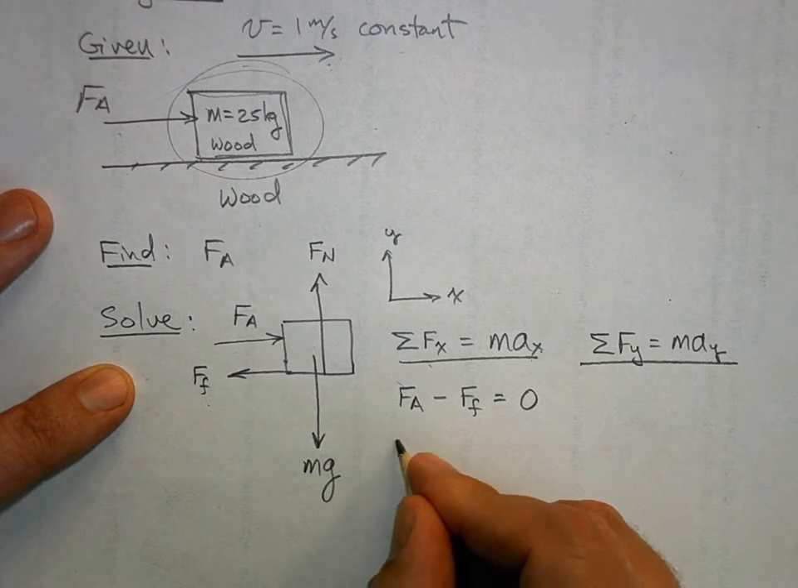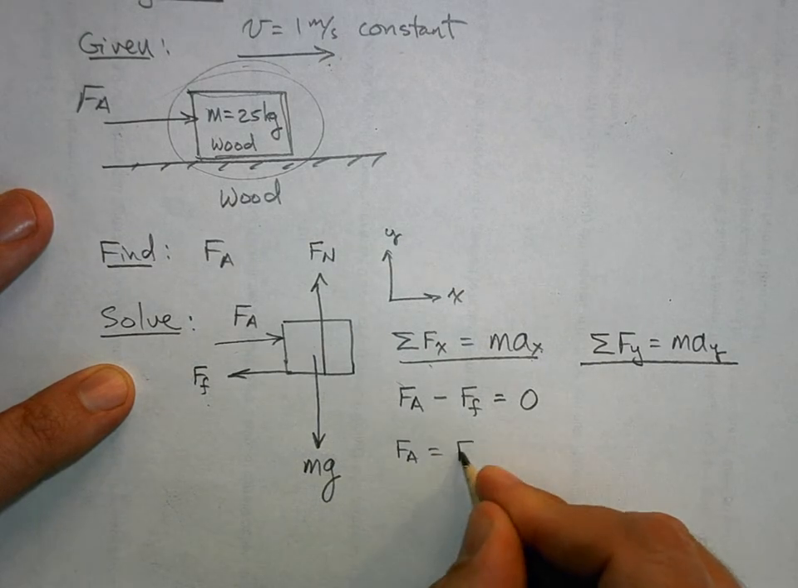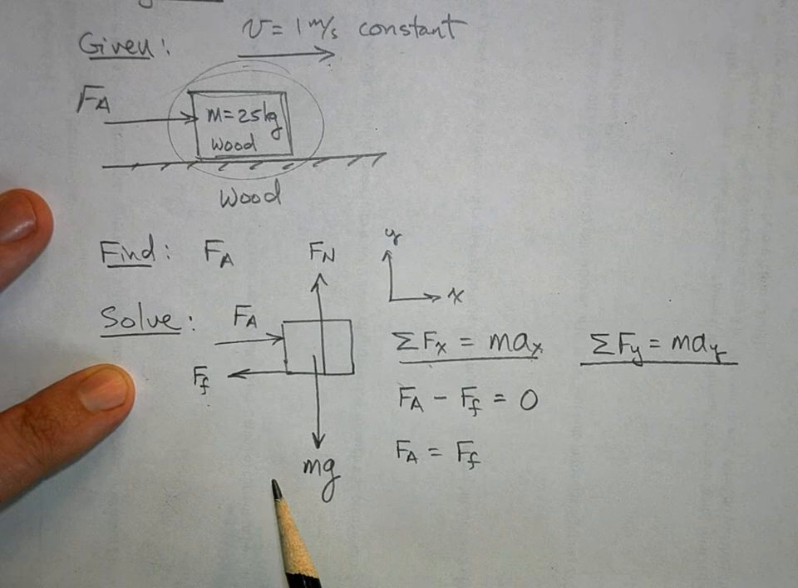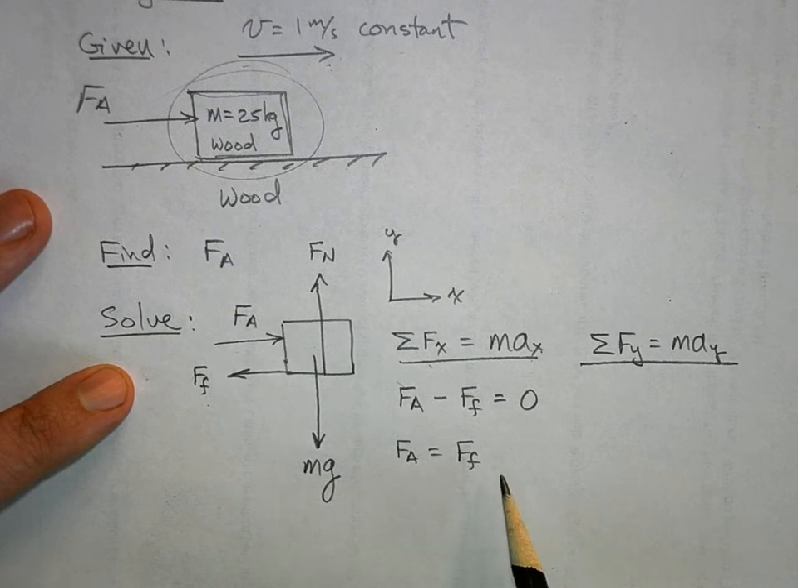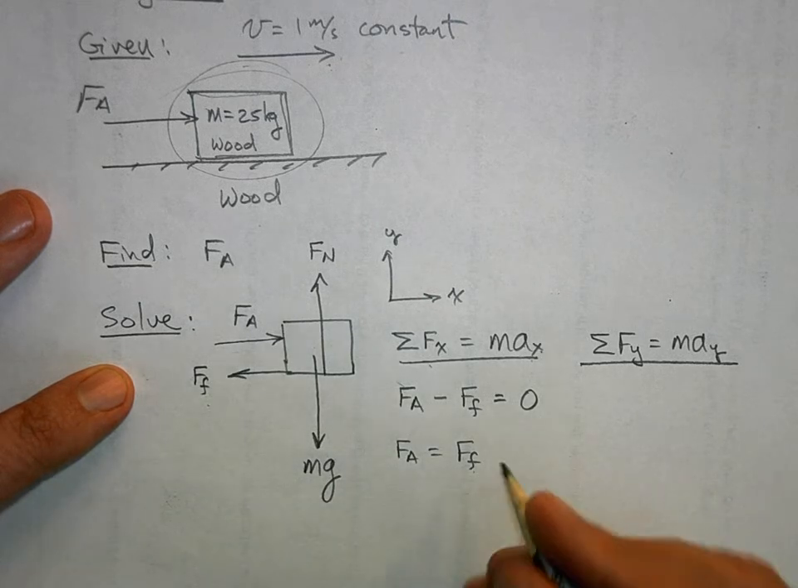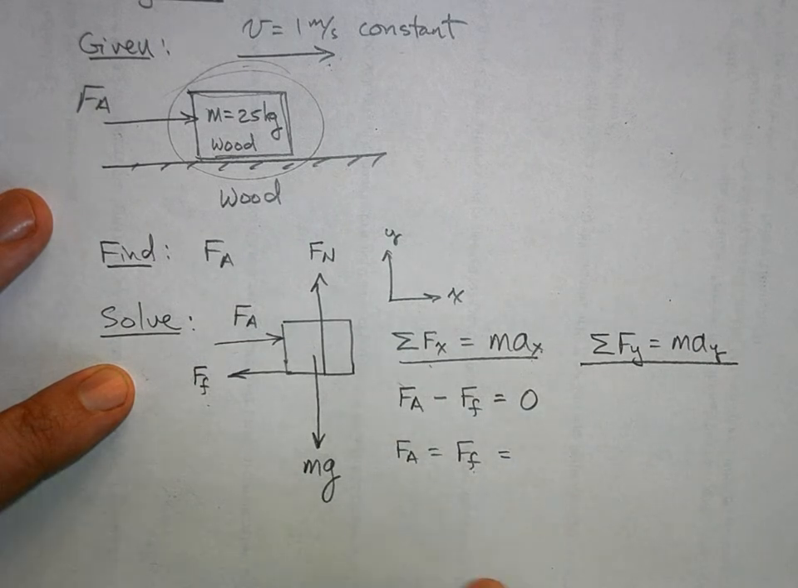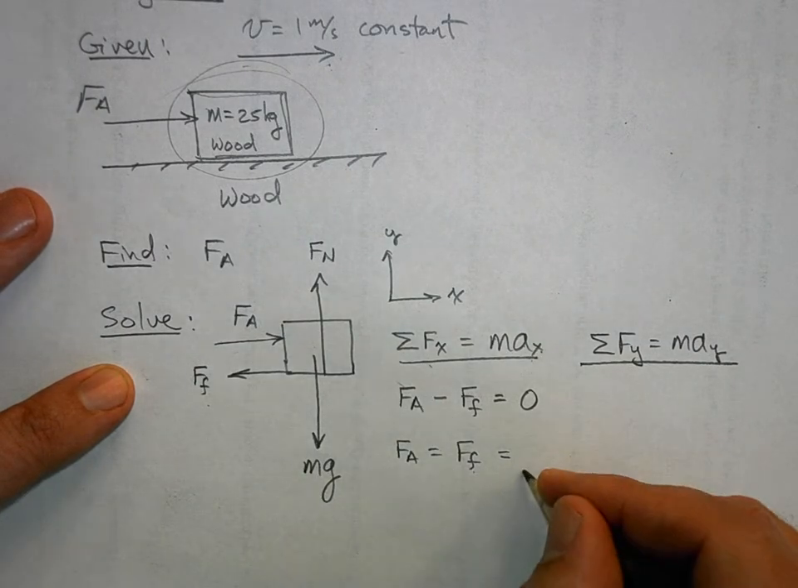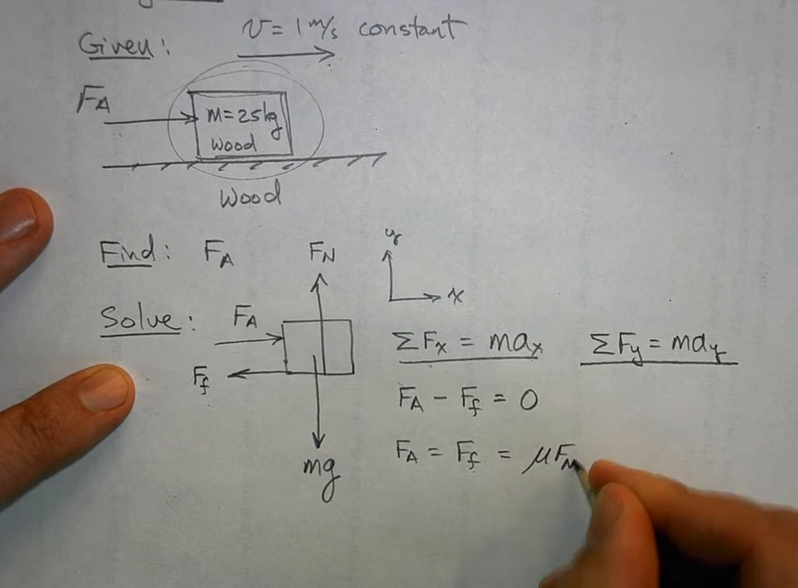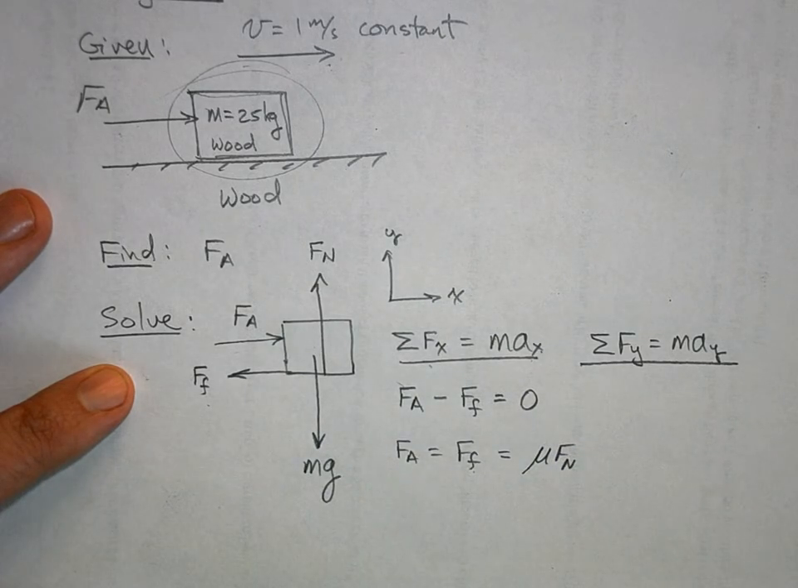Now this tells me that the applied force is just going to be equal to my friction force. And this makes a lot of sense. It's just like the lab we did. But what is the force of friction equal to? Well, in the lab, we developed the idea that the force of friction is equal to mu times the normal force. So now we have to say, what is mu and what is the normal force? That's what I need to get my applied force.